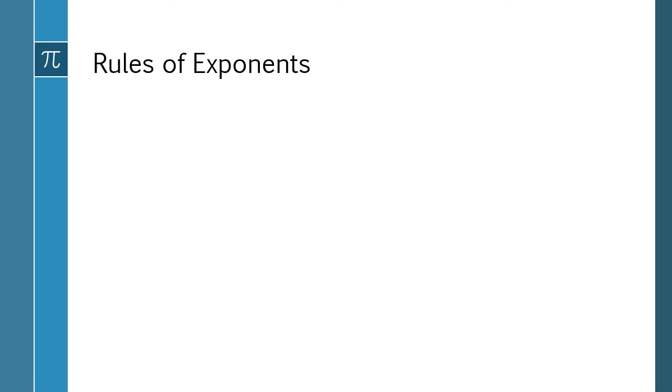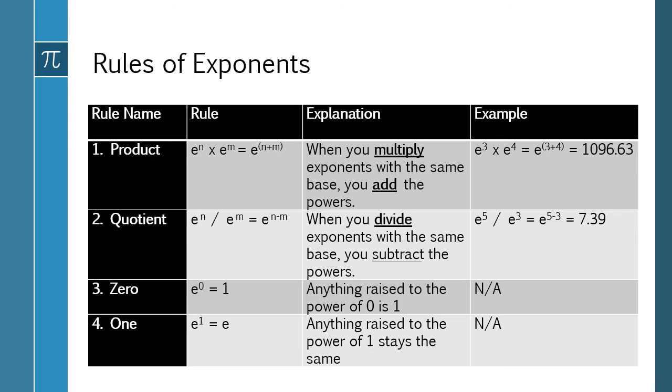All right, so next I want to quickly review some of the rules of exponents, and there are 4 rules that you need to know. The first one is the product rule, okay? This rule says e raised to the power of n multiplied by e raised to the power of m is e raised to the power of n plus m. What that means is that when you multiply exponents with the same base, you add the powers.